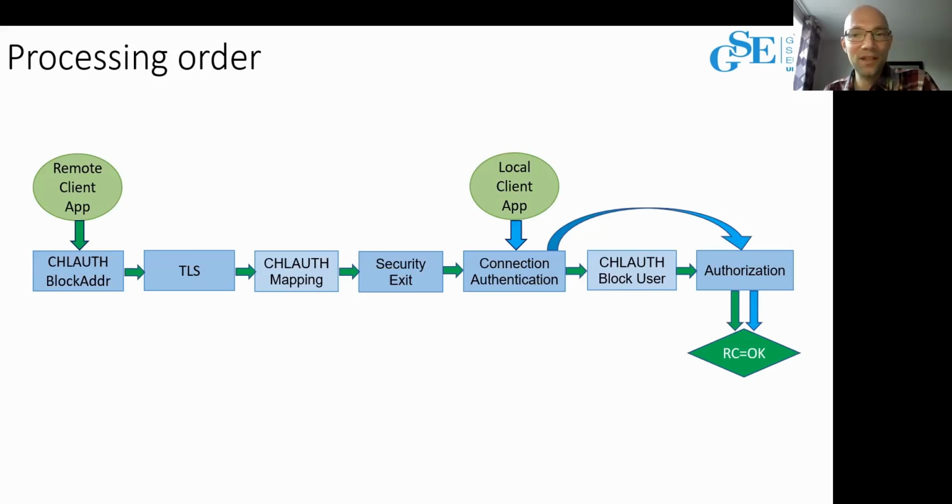So next up is the security exit. This is when the security exit gets called and is able to do whichever processing it wants, block or allow the connection, and also decide the user ID that will eventually get assigned to that connection. After that is the connection authentication check. So that's checking the user ID and password that is sent by the client in the MQCSP structure.